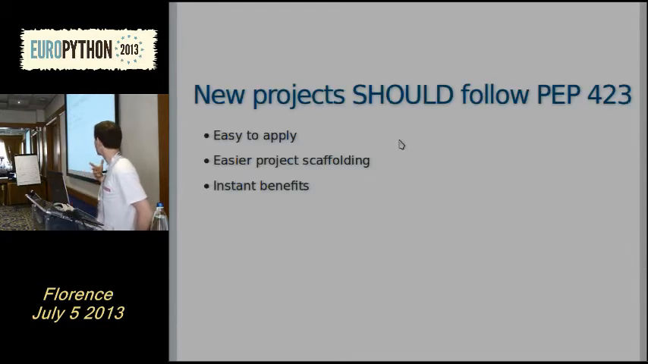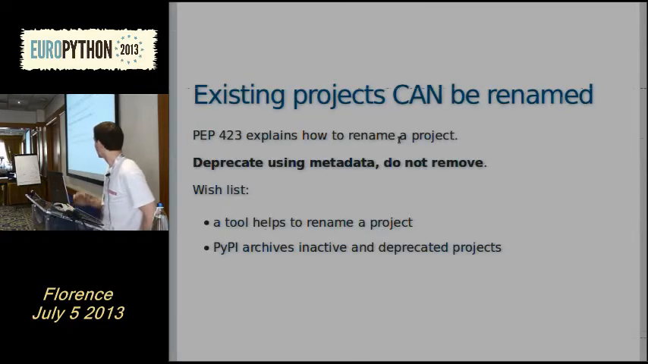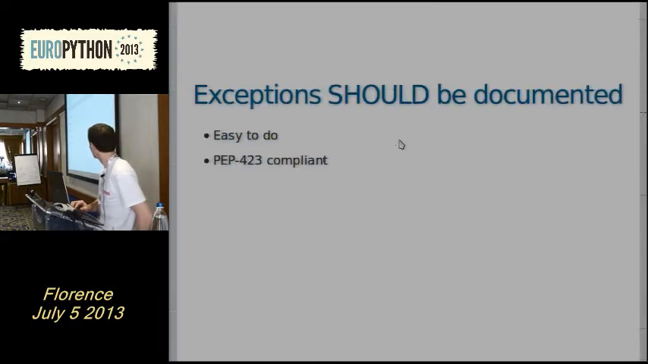And the PEP states that new projects should follow PEP 423. That is quite easy to apply, but existing projects can be renamed. The word can is important. They don't have to, they can be renamed, and the PEP proposes a recipe to register a new project with a new name and deprecate the old project. A recipe exists, but it's not very well known.